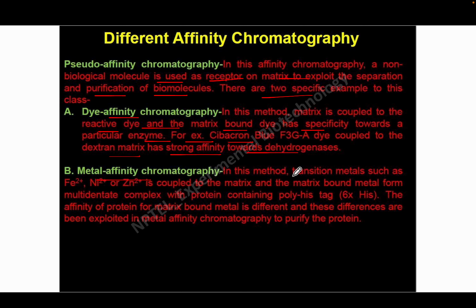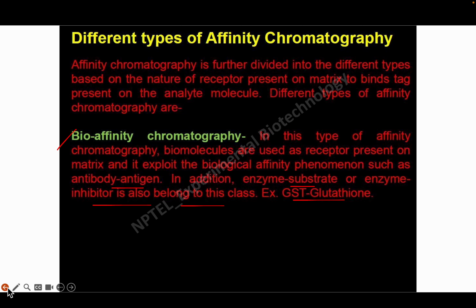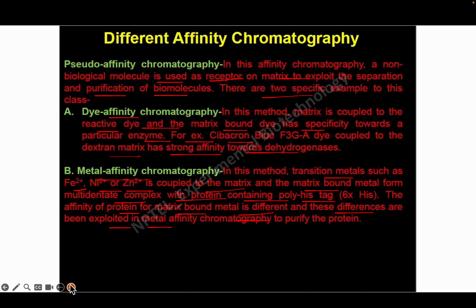Metal affinity chromatography. In this method, transition metals such as Fe2+, Ni2+ or Zn2+ are coupled to the matrix and the matrix-bound metal forms a multidentate complex with protein containing polyhistidine. The affinity of proteins for matrix-bound metal is different, and these differences are exploited in metal affinity chromatography to purify the protein. Okay, so there is bioaffinity chromatography, then pseudo-affinity chromatography, which can be dye affinity or metal affinity.